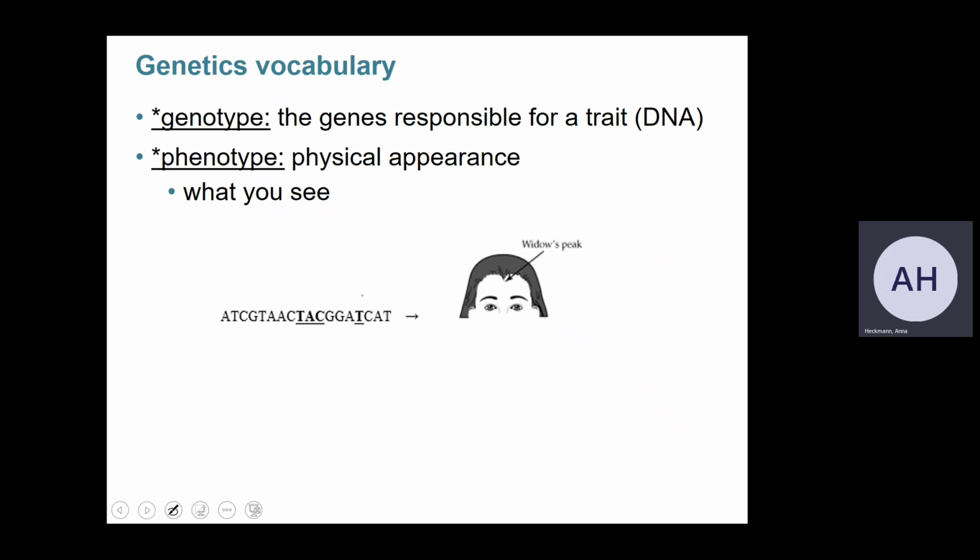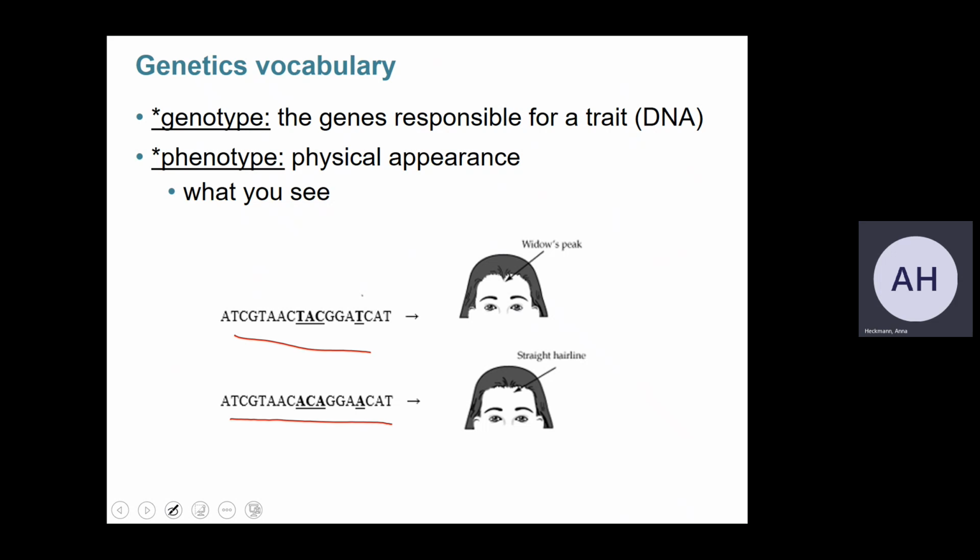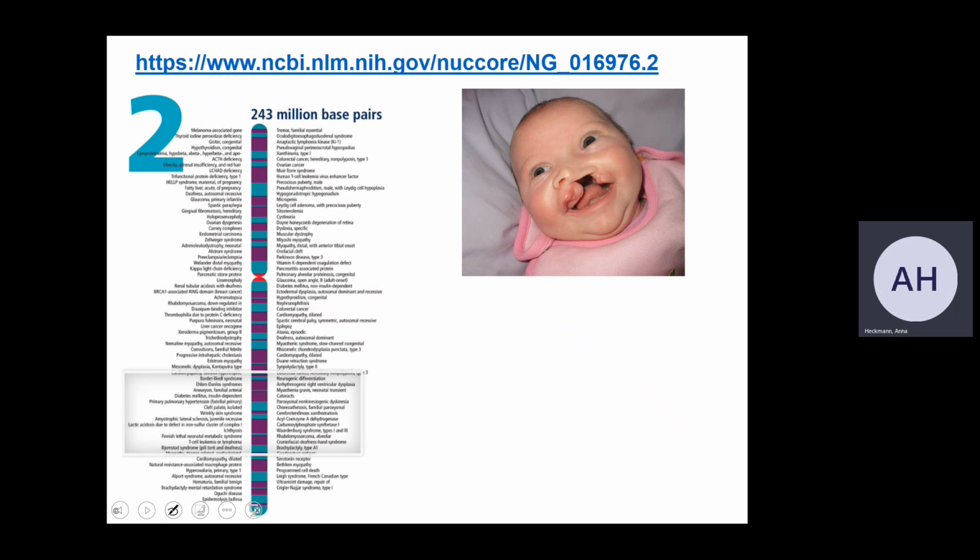This is the trait for hairline shape. Notice there are 2 alleles. Each gene has a slightly different arrangement of DNA letters, but for the most part, they are the same. This is the genotype. It's the DNA. The phenotype is the physical result of the genotype. It's what you see.